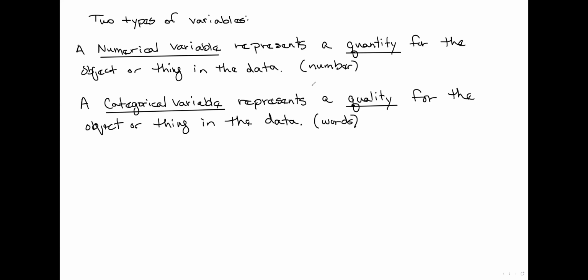Okay, so let's talk about that exception that I mentioned just a moment ago. Categorical variables can be represented with numbers. Just to make it confusing, because everything has to be confusing.